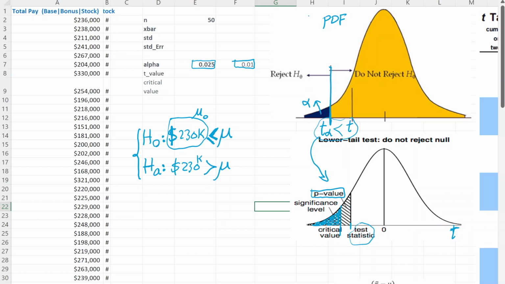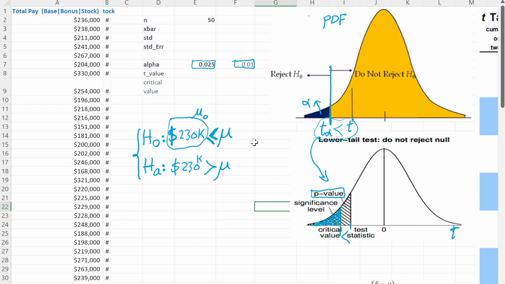And if that dashed area is larger than the significance level, that is an indication of the fact that the test statistic is greater than the critical value. So we're going to say what I said: we're not going to reject the null. Okay, so let's proceed with this.